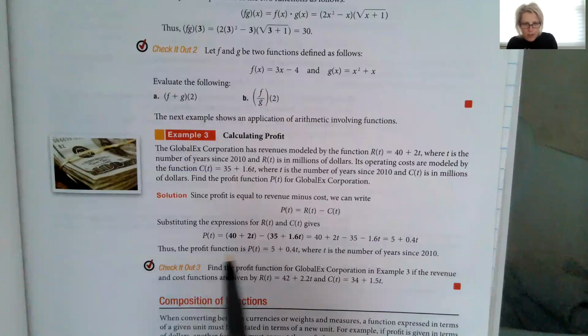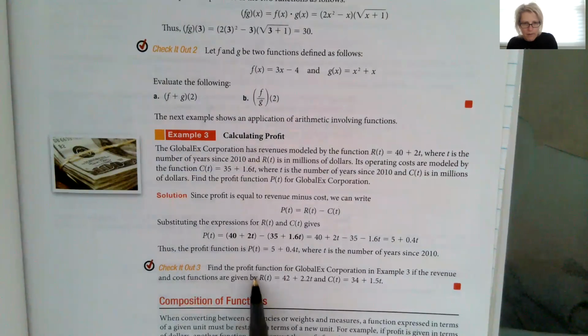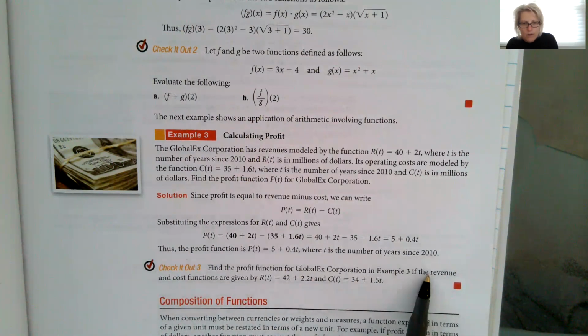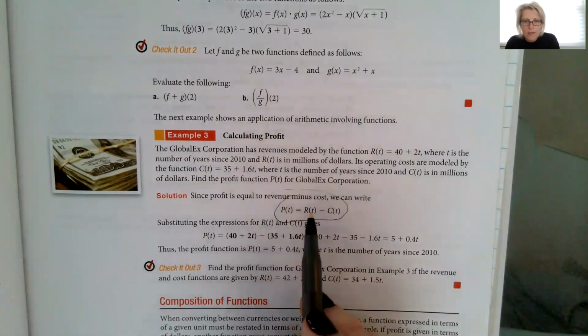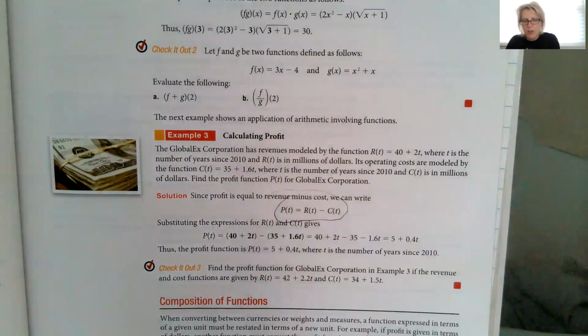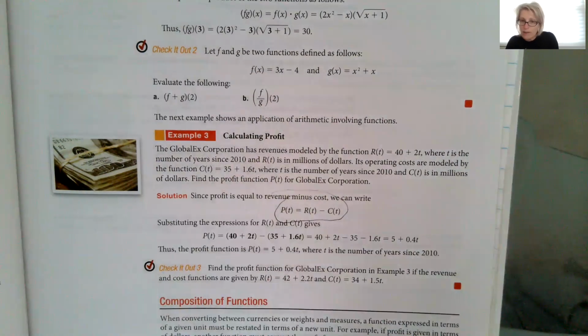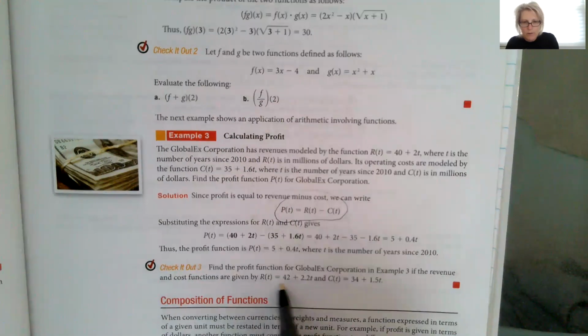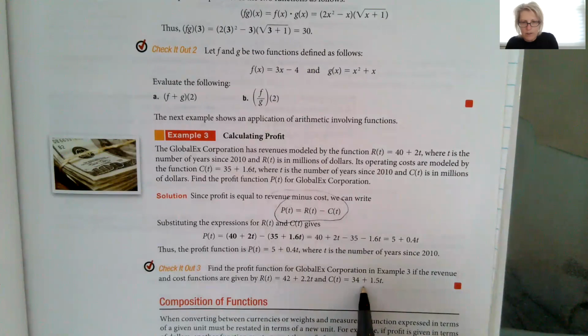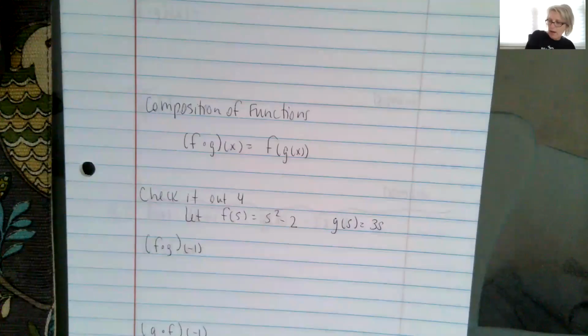Okay, so check it out 3 says, find the profit function for Globex Corporation in example 3, if the revenue and cost functions are given by this, so they're a little bit different. So we want to find the profit. We have to remember that profit, just like what they describe here, is taking your revenue, what you're bringing in, and subtracting away all of your costs. And then everything that's left over is your profit. And so we're going to use this revenue function and this cost function in check it out 3 to find our profit.